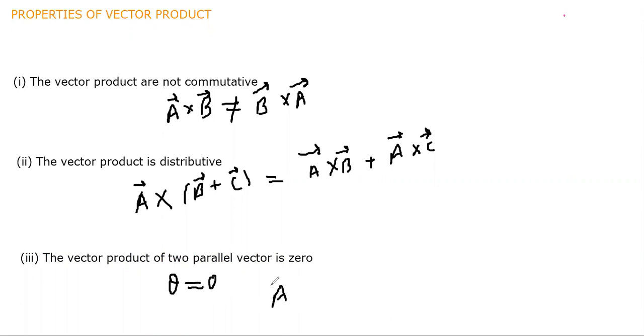If you do A cross B and they both are parallel vectors, we know A cross B is AB sine theta. So it would be AB sine 0. So answer would be 0. So if you want to prove vectors are parallel, then what you have to do? You have to do cross product, and if it comes to be 0, then you can say easily that vectors are parallel.